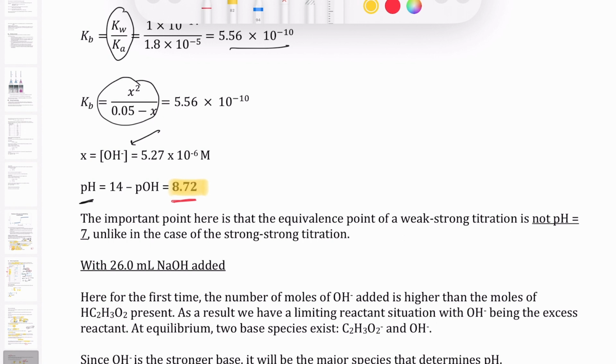I underlined it here that in a weak strong titration, the equivalence point is not pH equals 7, okay? pH is not at 7. It might be higher than 7 or lower than 7, but it's not 7. All right.